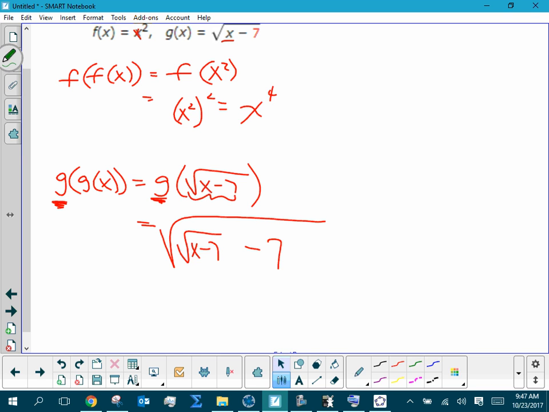But again, we want to think about the input. The input here has to be greater than or equal to 7, right? So that's important. So x has to be greater than or equal to 7. But now, in our final composition, doesn't that thing have to be greater than or equal to 0 as well? Because it's under another radical.